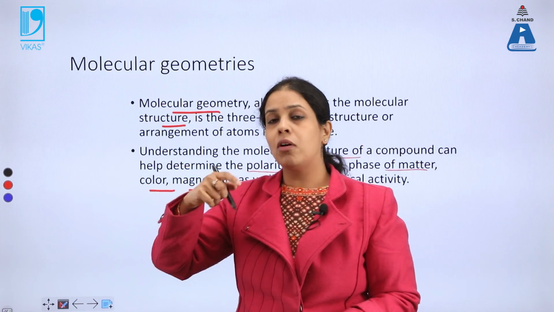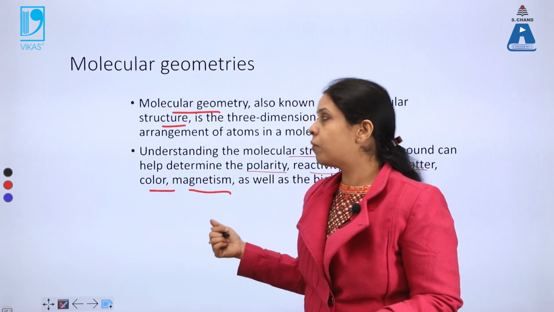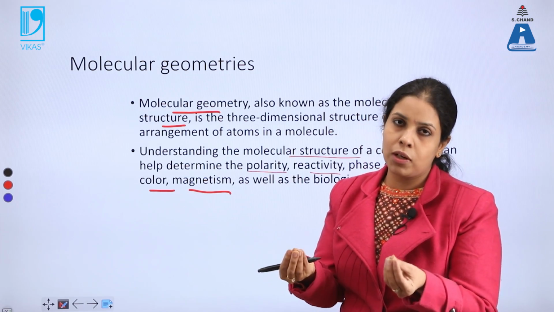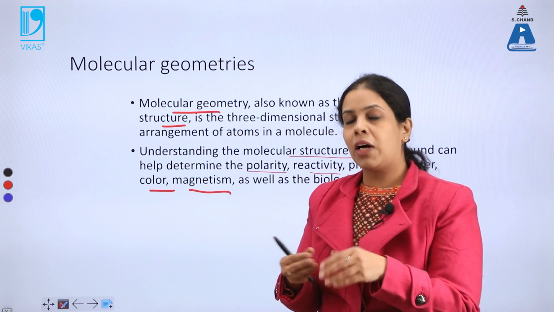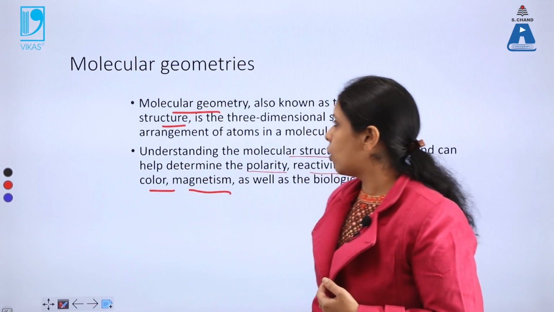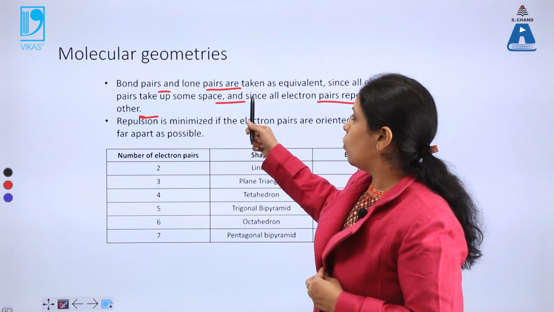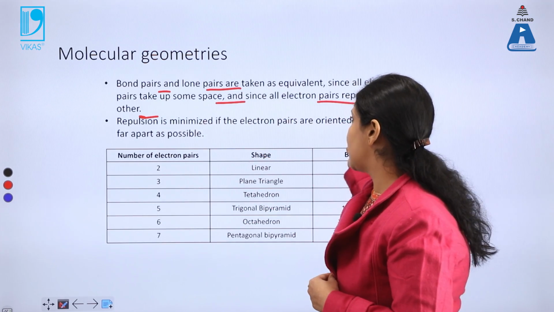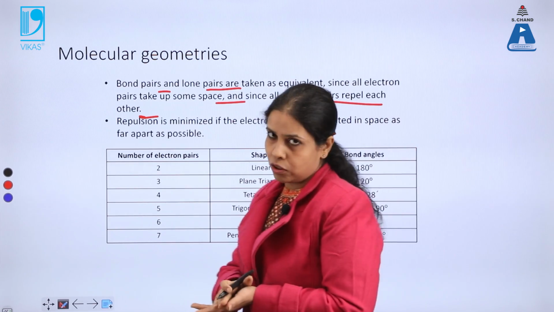So that's why, because we have to find out different properties of these molecules, we should know the geometry of that molecule. Only then will we be able to understand the different properties of all these molecules. So bond pairs and lone pairs are taken as equivalent, since all electron pairs take up some space and all electron pairs repel each other.